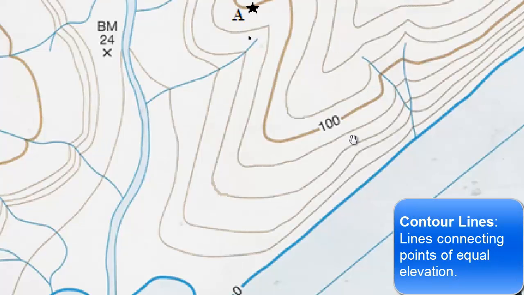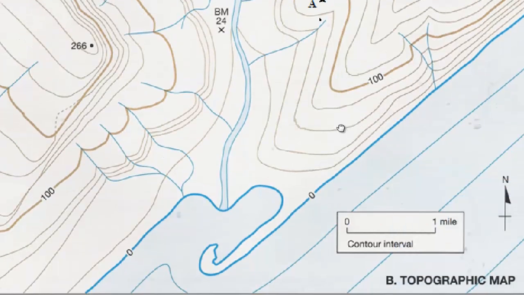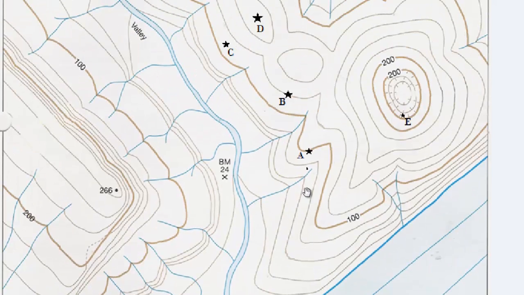They're lines that connect points of equal elevation. If you do get close to the water, to sea level, you can actually have blue contour lines that show depth below the surface. We usually don't see those much, but each of these lines on here is showing where points of equal elevation are. So all the points on this line are a certain elevation, all the points on this line are a certain elevation, and so on.